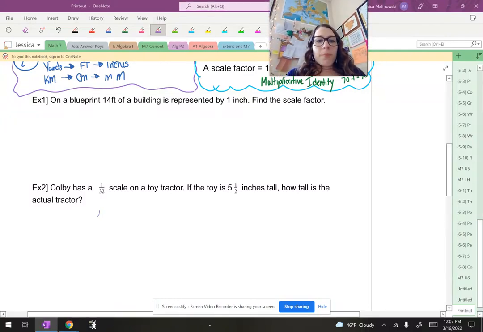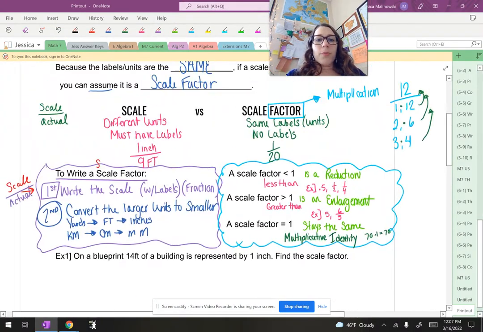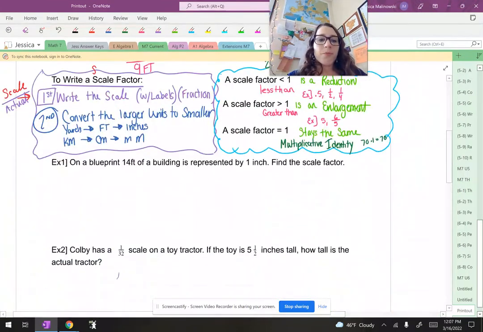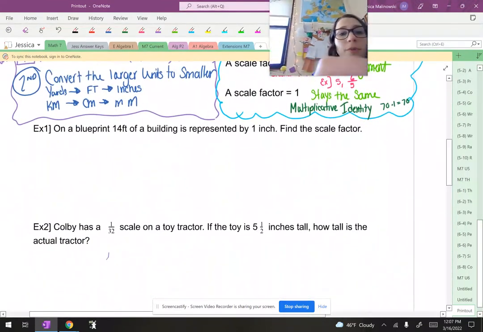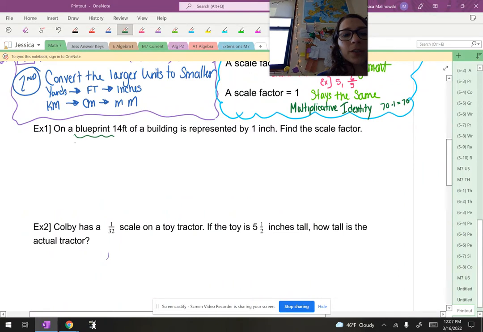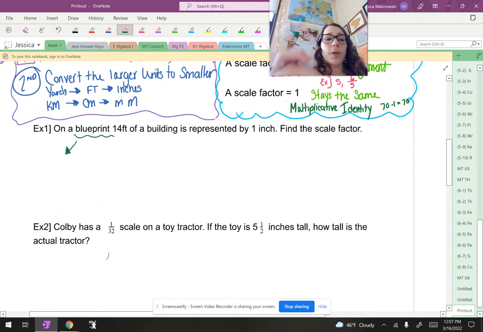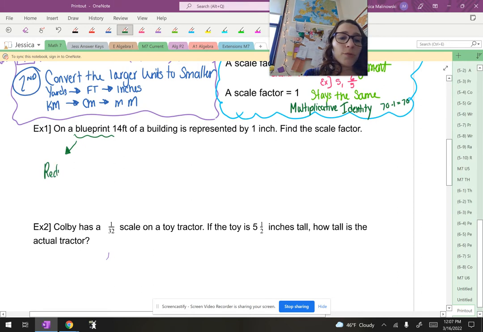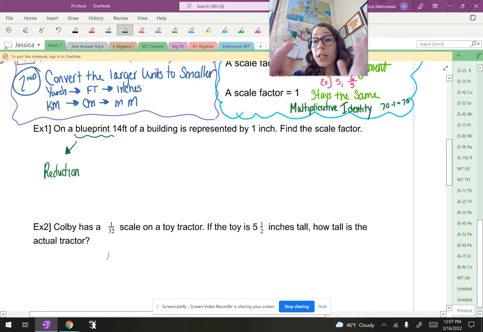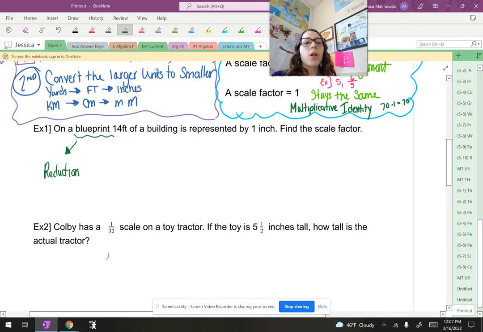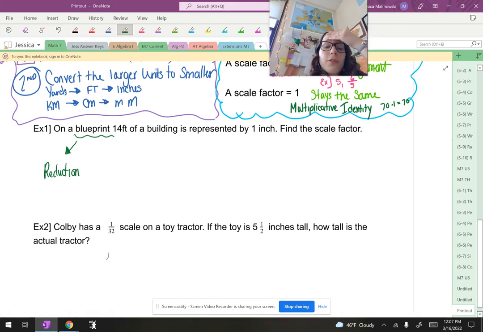Alrighty, so we're finishing up example 1 on 7-2, Math 7, scale factors. So on a blueprint, we learned from the other day, is a blueprint a reduction or an enlargement? A blueprint is a reduction, because you're taking a larger building and shrinking it down to fit on a piece of paper. So 14 feet of a building is represented by 1 inch.